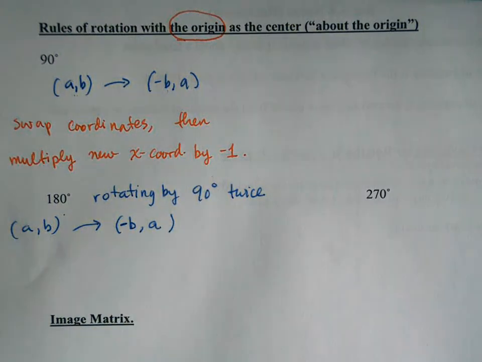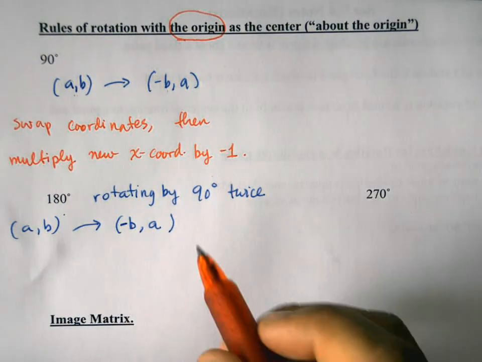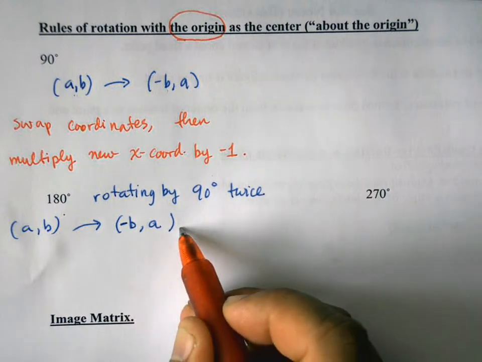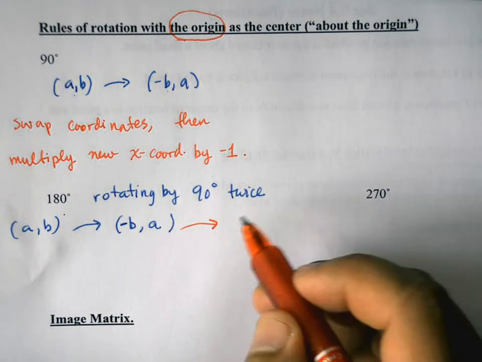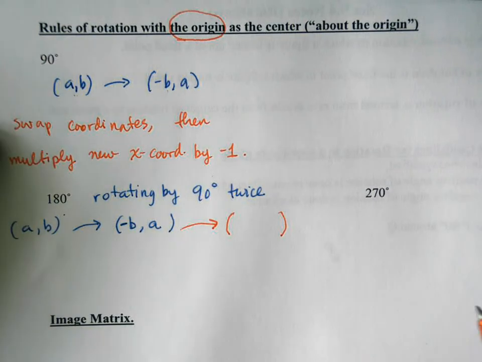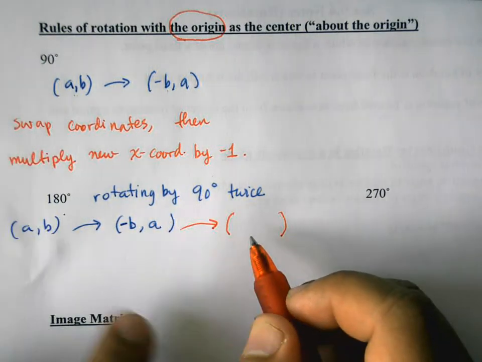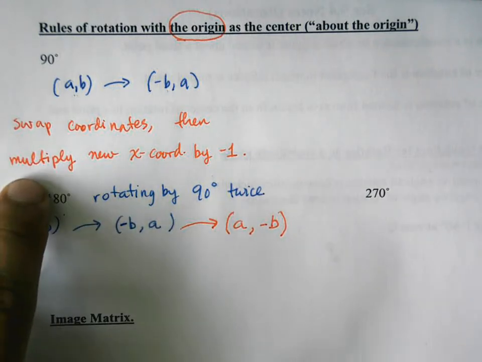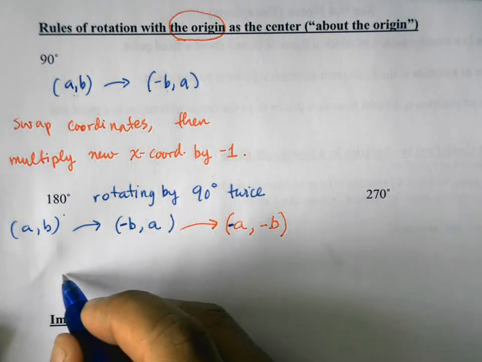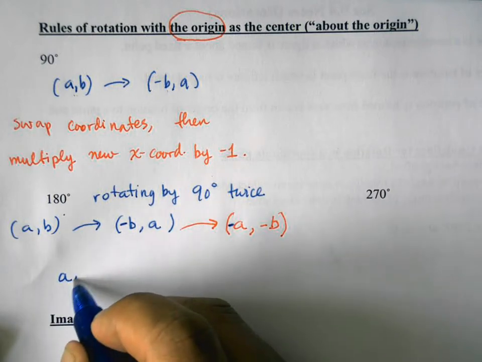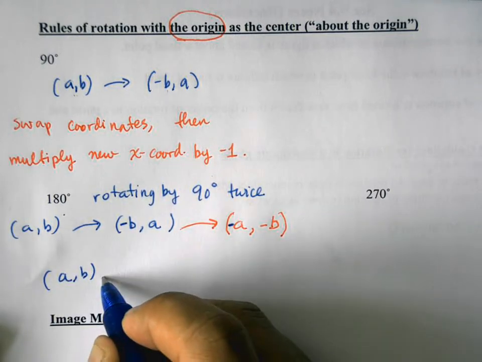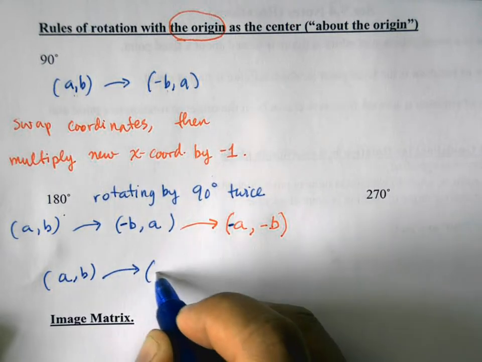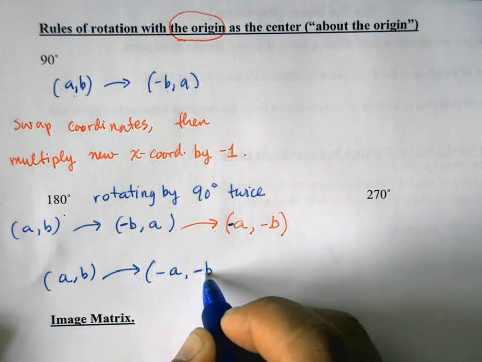Now to rotate 180 degrees, well, all we have to do is take the result from 90 degrees and rotate it by 90 degrees again. And we can employ this rule, swap the coordinates, so take these two and just flip them, and then multiply the new x coordinate by -1. So the new x coordinate is a, so now that becomes -a. So in short, to summarize it, to rotate 180 degrees, we can just take (a, b) and it becomes (-a, -b).